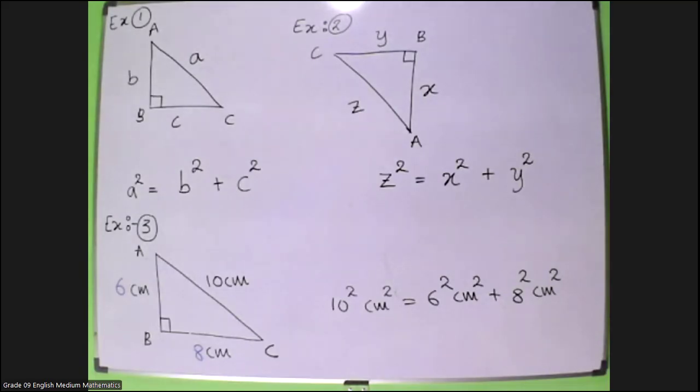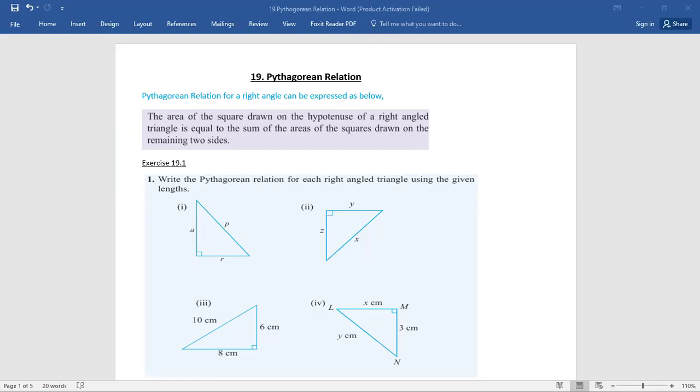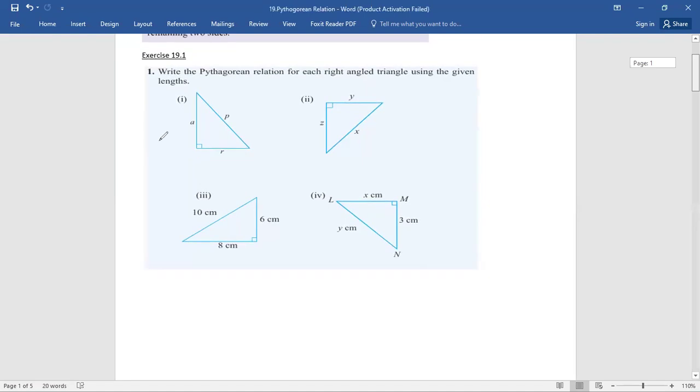Let's do some examples first. I hope you can see the screen. Can you see the screen? Yes, sir. Okay. Shall we do the first one? This and this. Sure, sir. Okay.